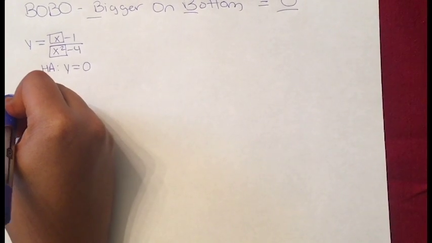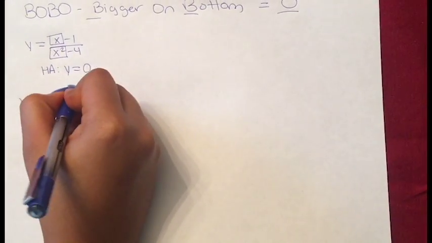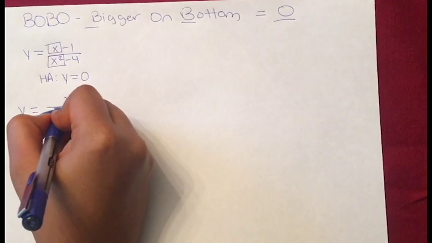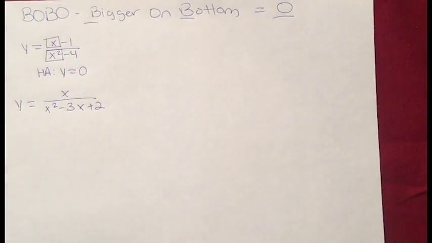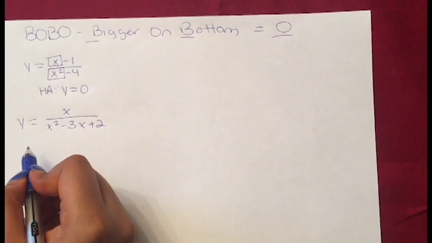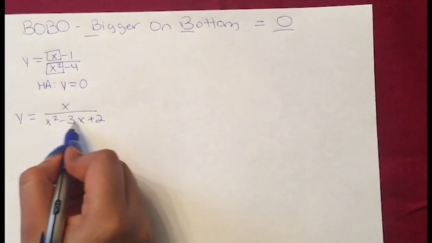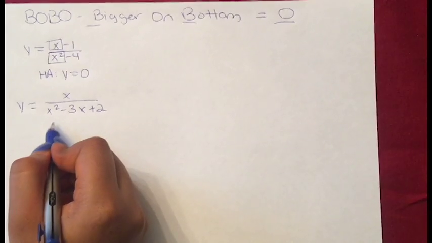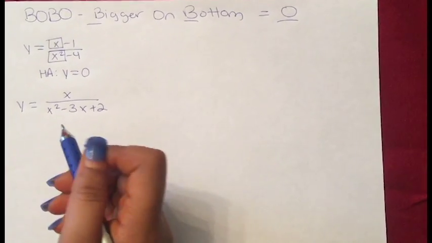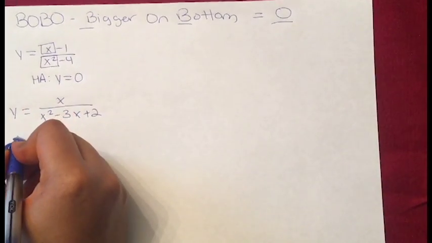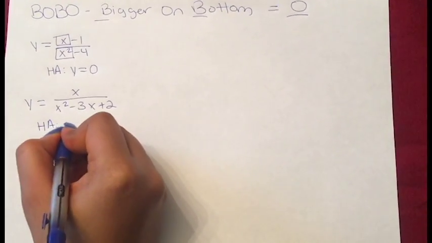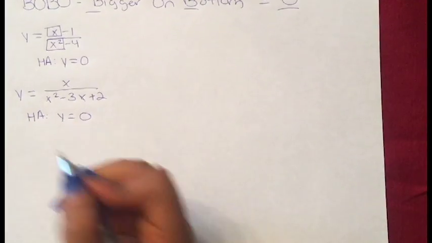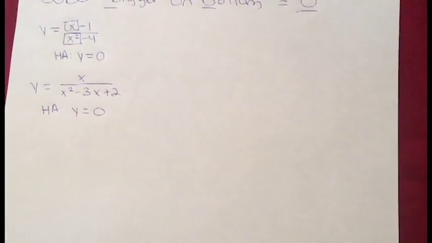For our next question, y equals x over x squared minus 3x plus 2. As you can see from the equation, the denominator is larger than the numerator, so our horizontal asymptote is going to be y equals 0 according to the rule of Bobo.